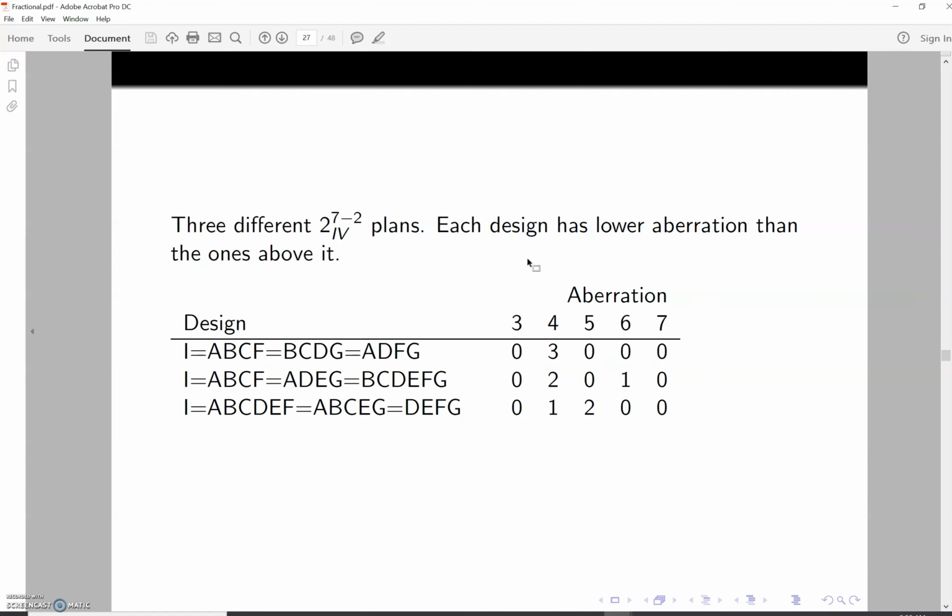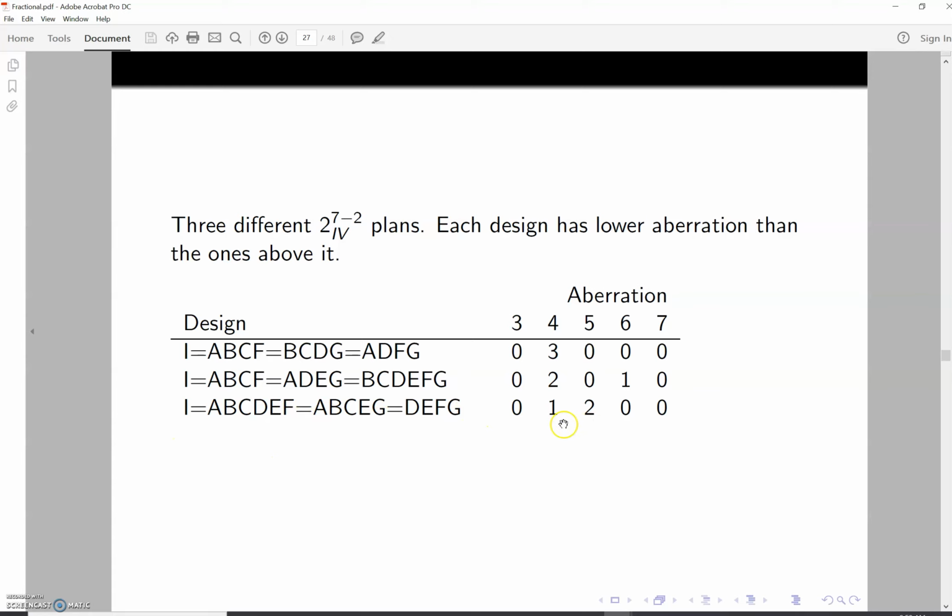So here's a 2 to the 7 minus 2 design. The aberration is indicated in the subscript here. Each design has a lower aberration than the ones above it. So notice the aberration here where our defining contrasts are this set.